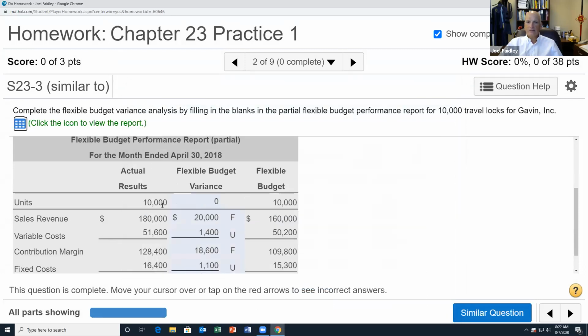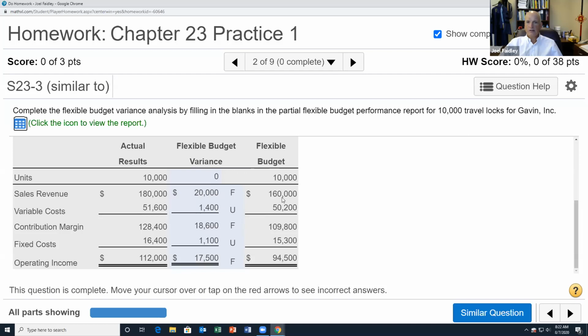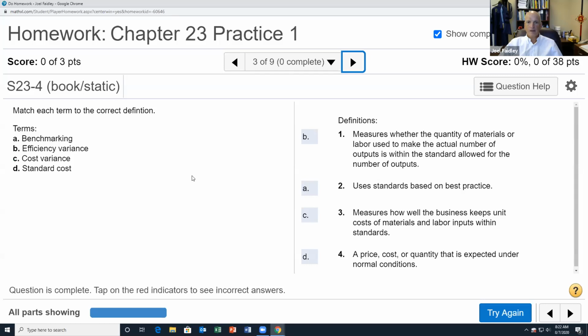So if we got 10,000 units, sales revenue, actual results. So again, your actual results equal your flex budget. So there's the comparison. You're just doing a variance analysis. Sales revenue is more, so that's favorable to the bottom line. Variable costs are more. So that's going to be negative to the bottom line, which is a U. All right. So you can see there, as you go down through here, anytime costs are more, that's unfavorable than the budget. And operating income is more, so that's favorable. Very straightforward. Number 3, again, you can read that on your own.